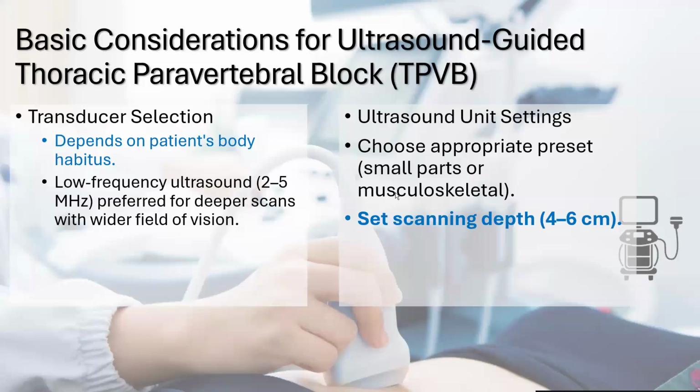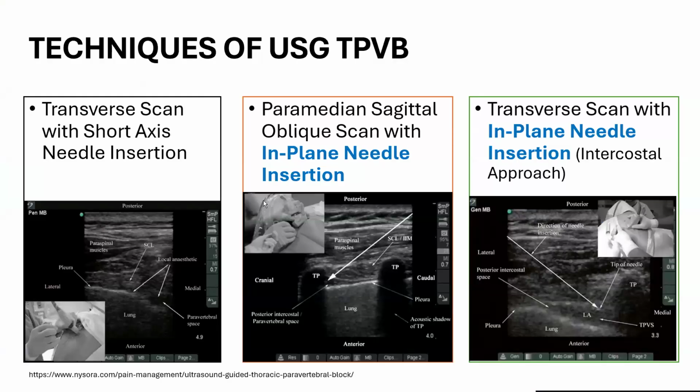Now coming to the basic considerations of the ultrasound guided thoracic paravertebral block. First of all, the transducer. Which transducer will we be taking? In most of the cases, we have to take a low frequency probe. If the patient is very lean and thin, we can take a high frequency probe as well. And usually the scanning depth is 4 to 6 centimeters in most of the patients. So in some patients, the low frequency probe proves beneficial.